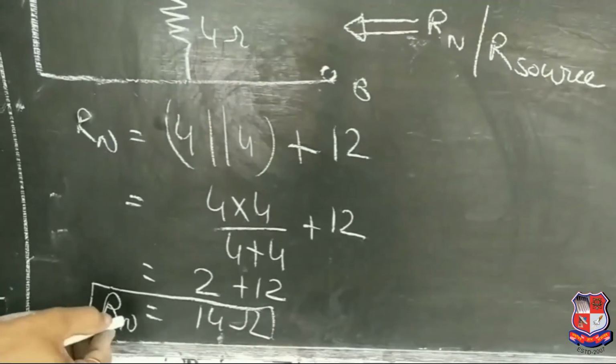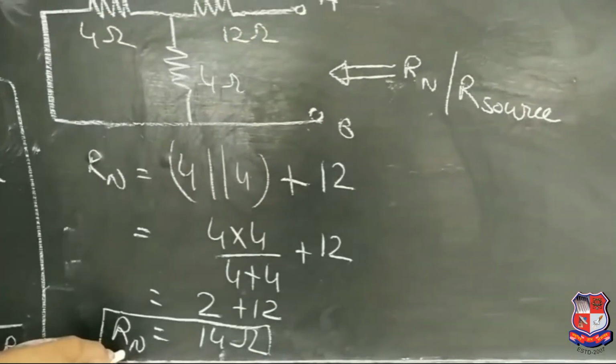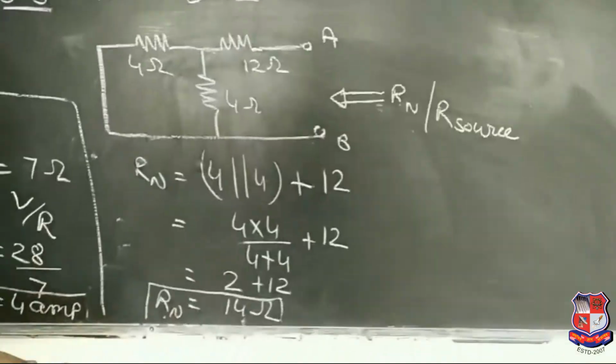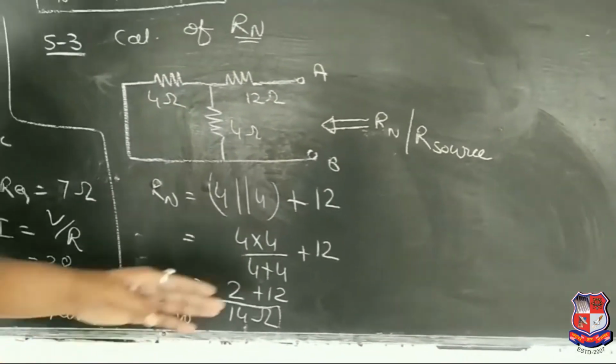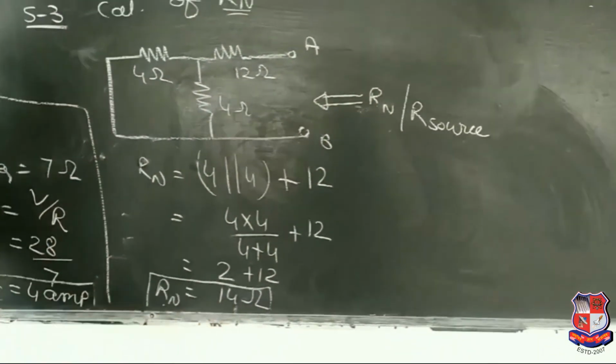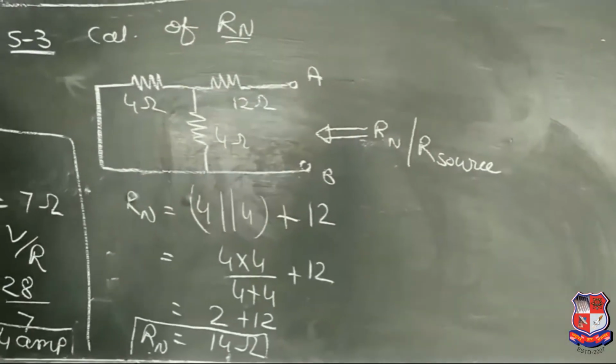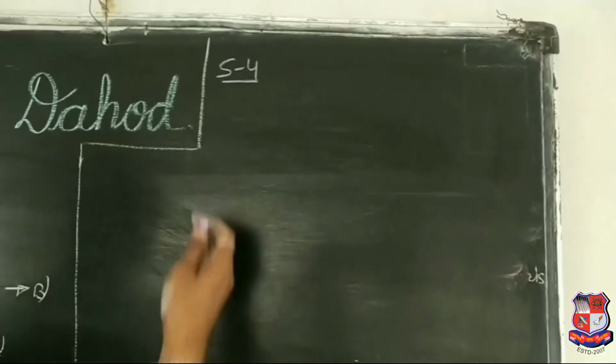Well friends, this Norton equivalent resistance is nothing but the Thevenin resistance, because the Thevenin resistance for the Thevenin theorem is also calculated using the same procedure. So that is about the Norton resistance. Now move on to step 4.